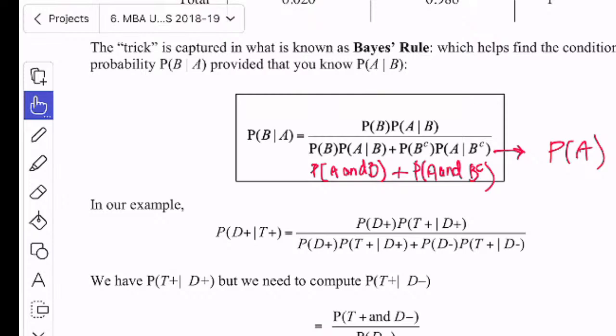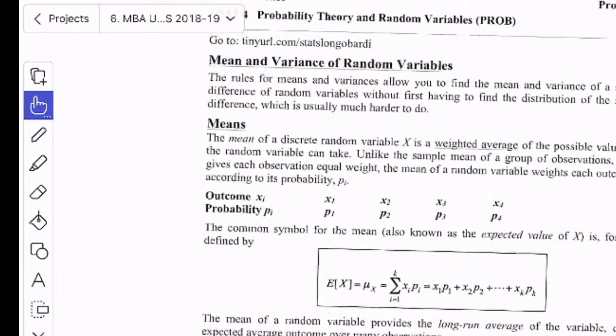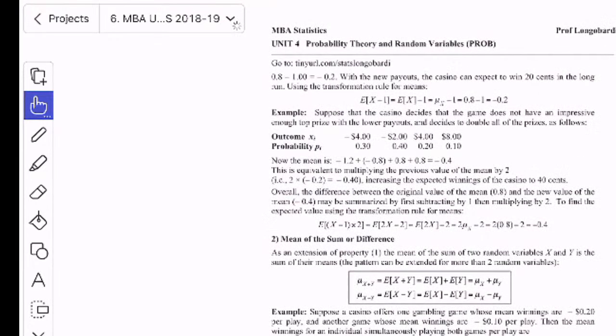It's 11:30. Okay, so next. Oh dear, look at all this, right? This is actually not as bad as it looks. I don't know if I can finish this in half an hour though. All right, so rules of means and variances.